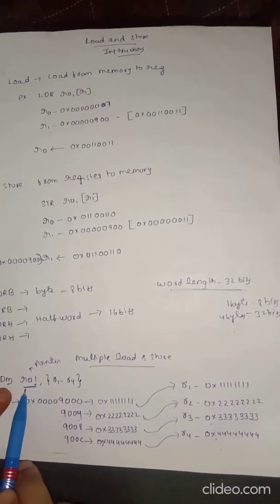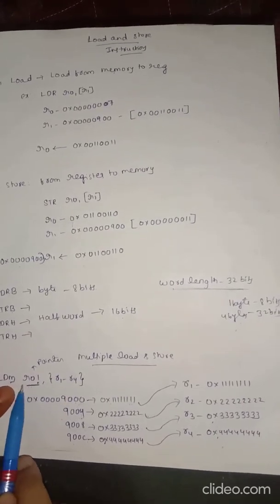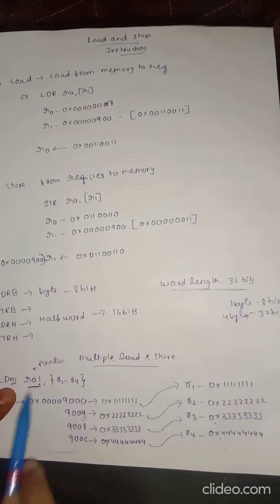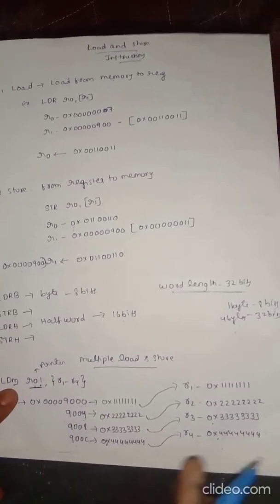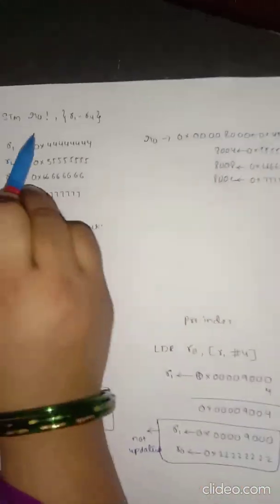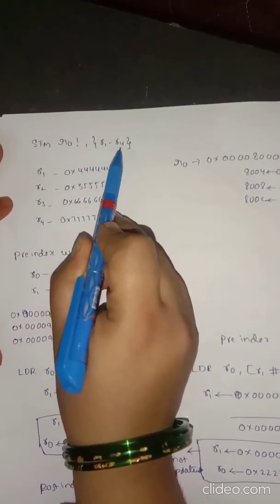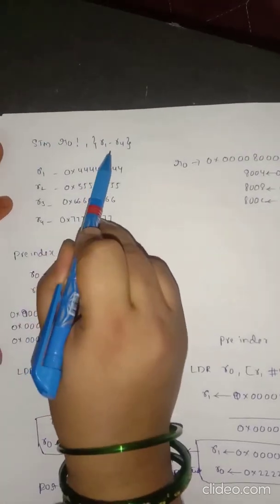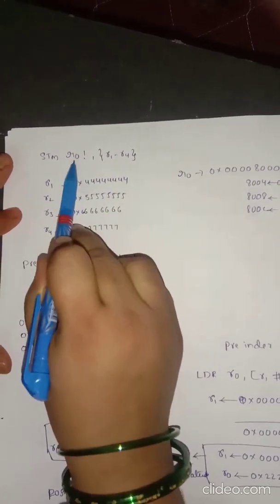Next, when loading from memory to registers, directly I will not write the memory address. I will use one register R0, which is a pointer. This pointer will specify the address of the memory location. Similarly, now store. See, STM R0 exclamatory mark, comma, R1 dash R4 means I am storing the contents of R1, R2, R3, R4 to memory.